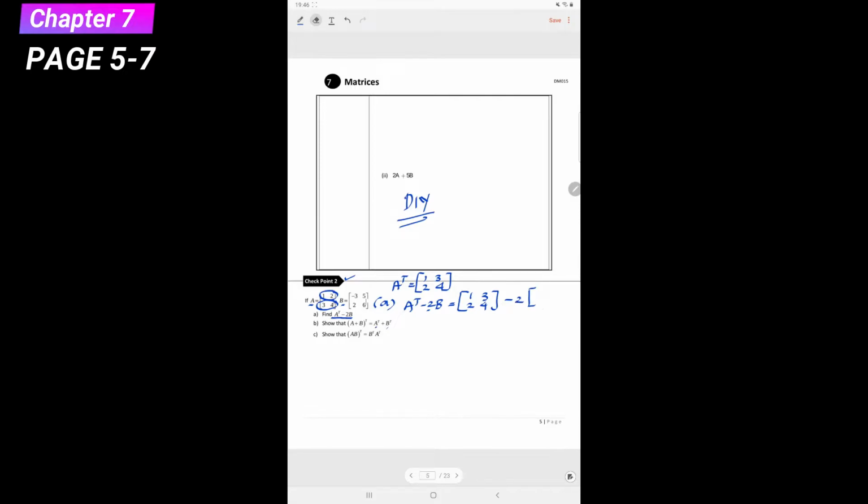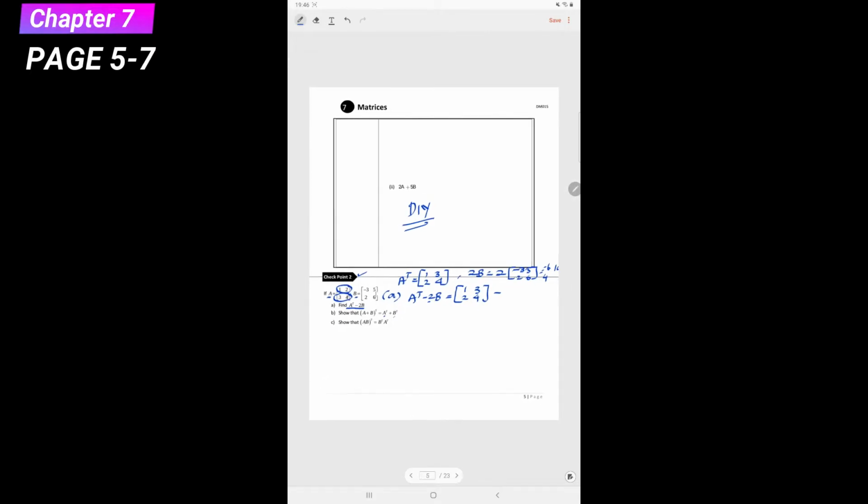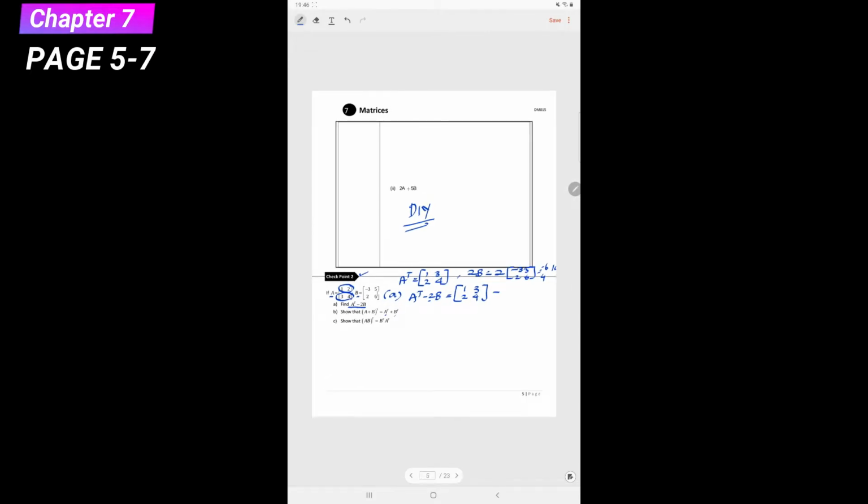Okay, maybe kita boleh buat kat atas dulu. Kita cari dulu 2B here. Okay, what is 2B? 2 times with B. B is negative 3, 2, 5 and 6. Okay, so kalau kita darab dia, every entry darab dengan 2, we have negative 6, 10, 4 and 12. Okay, so kita akan dapat tadi apa? Negative 6, 10, 4 and 12. So this is our 2B.